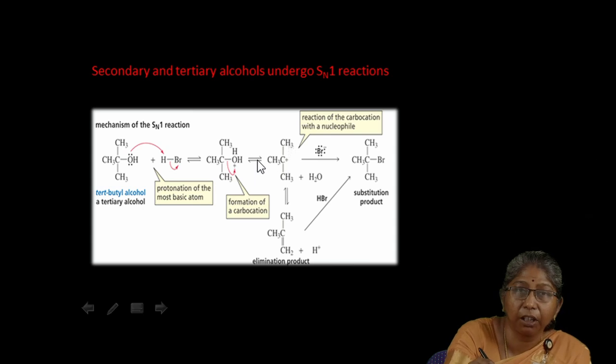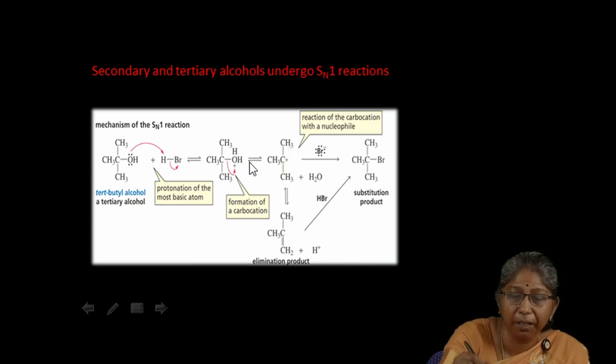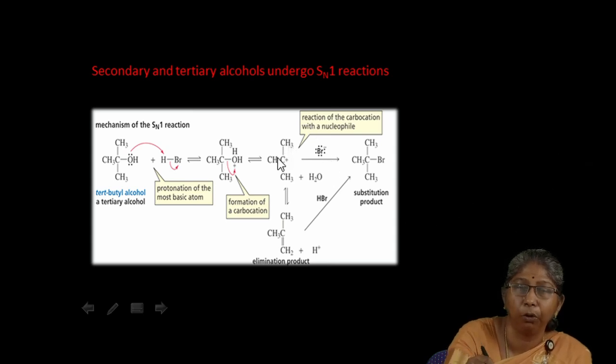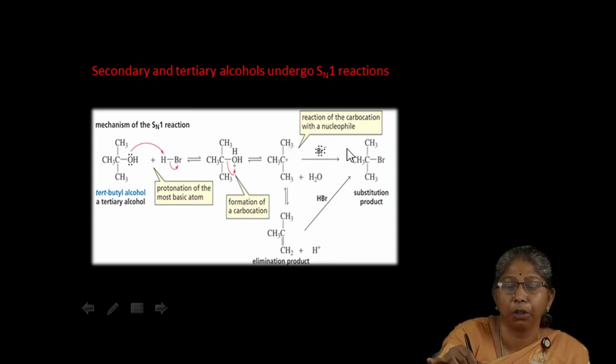Then a carbocation forms by the removal of a water molecule, since the bond has become weak. The weak base goes out and we get a carbocation, which now reacts with the nucleophile to form the substitution product.